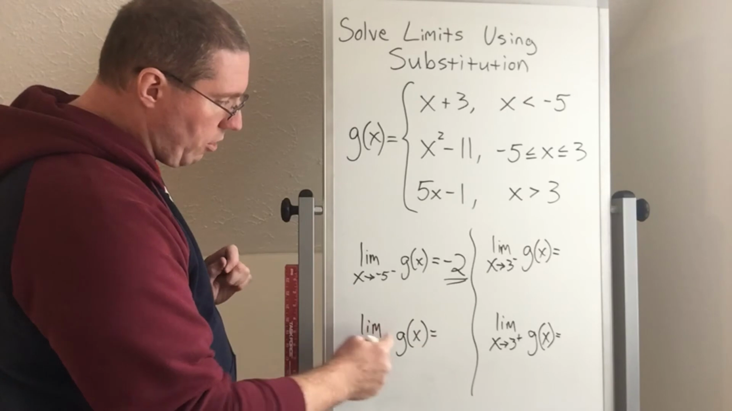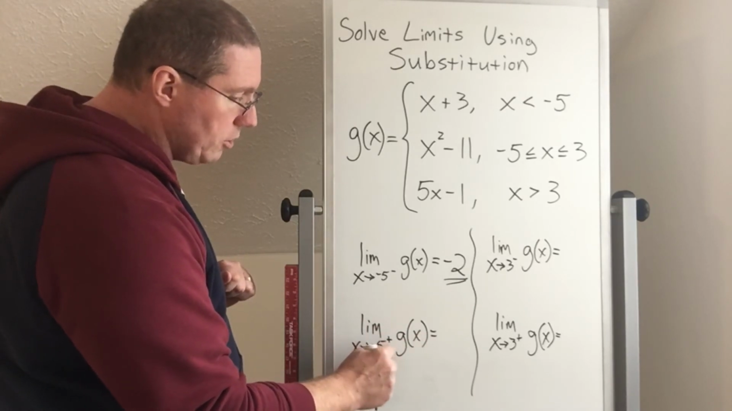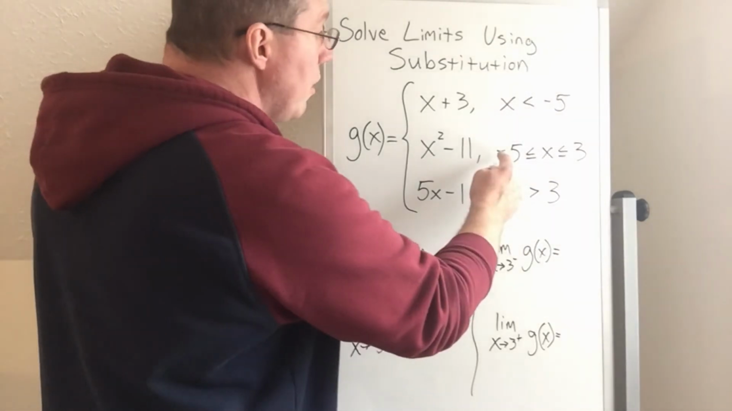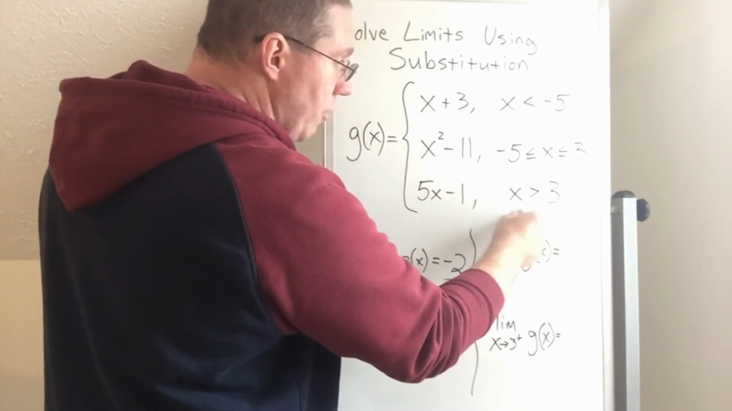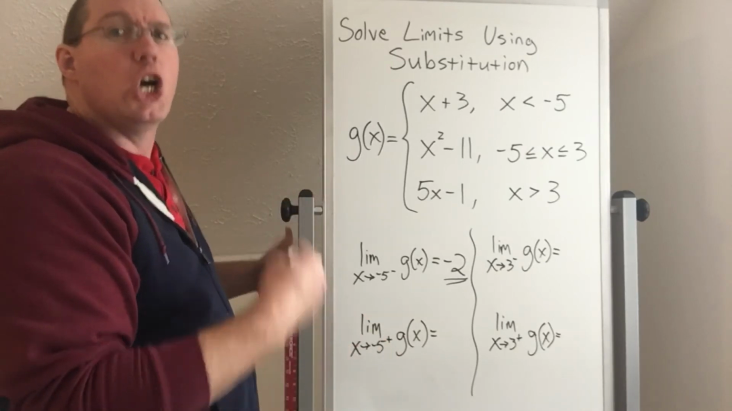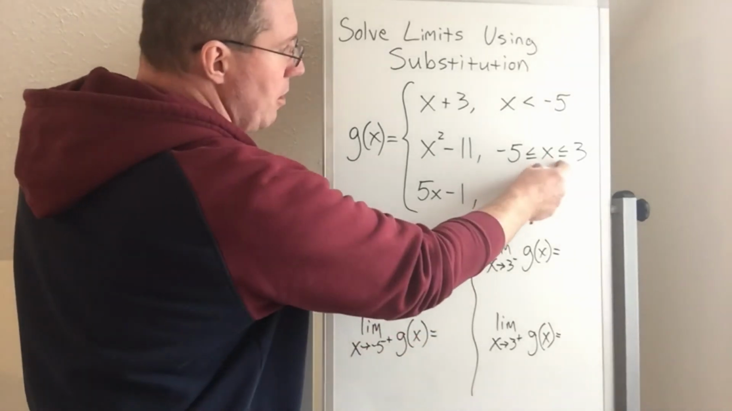But this one says, what's the limit of g of x as x approaches -5 from the right? So now we're dealing with numbers that are larger than -5. Well, larger than -5 is here or here. All of these numbers are larger than -5. But it's supposed to be approaching -5. So it's got to be close to -5, even though it's larger than -5. So that would be this one right here.